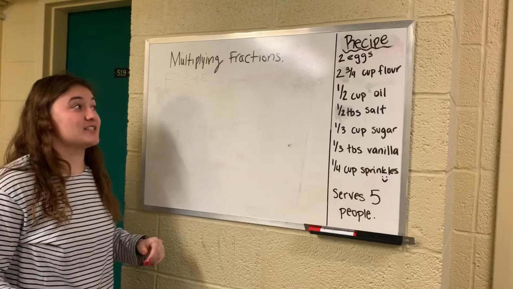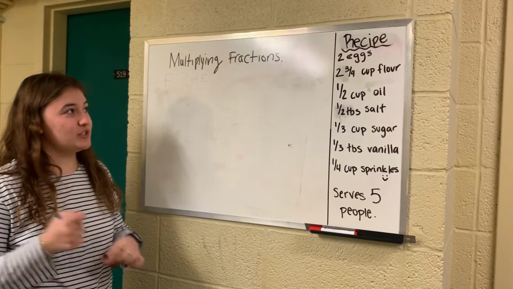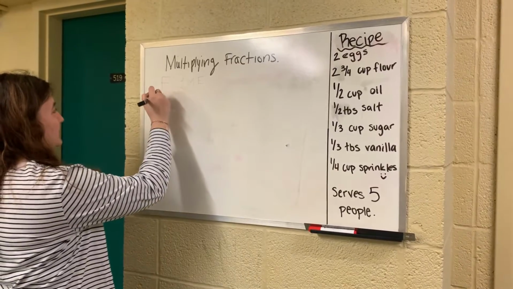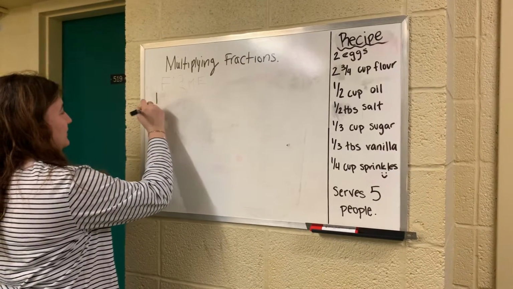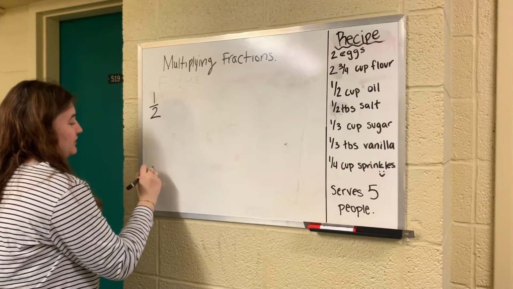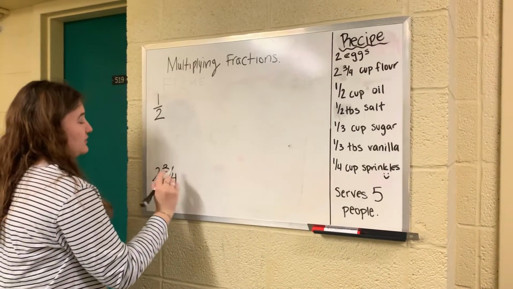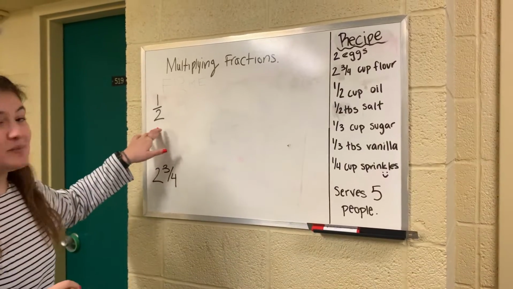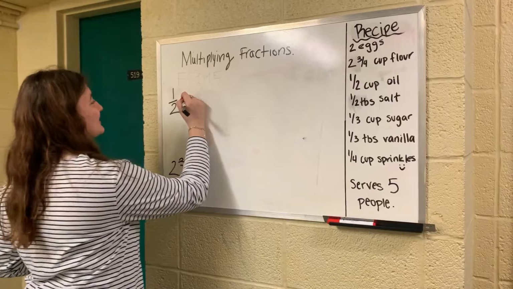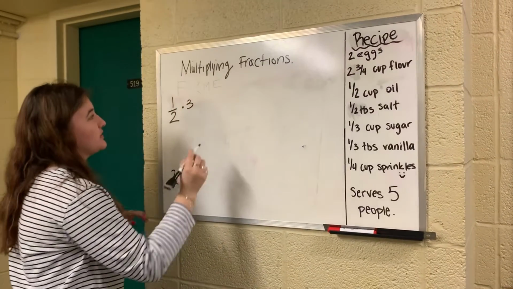How to multiply fractions. I'm going to do 2 different examples for this. Let's do 1/2, just to start easy, and then we're going to do 2 3/4 after. So if I wanted to multiply this by 3, this is what I would do. There are 2 different ways to do this.